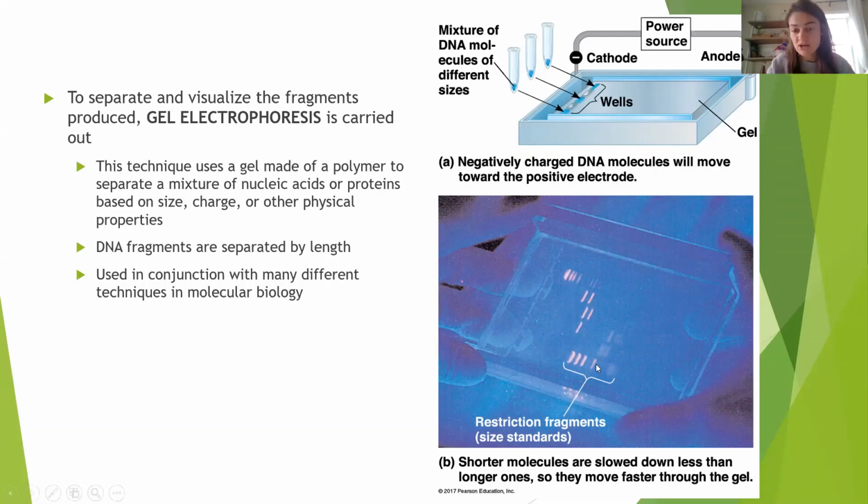So if you see here, this particular band, this is a DNA fragment. This DNA fragment is smaller than this DNA fragment right here. This DNA fragment 2, this third one, is smaller than this second DNA fragment, and it's bigger than this fourth DNA fragment.